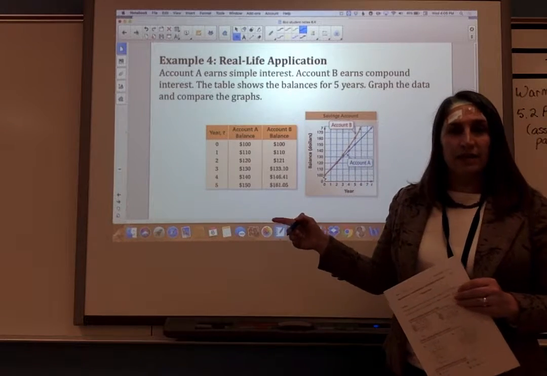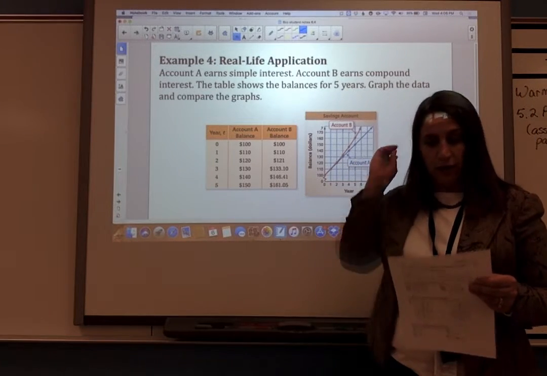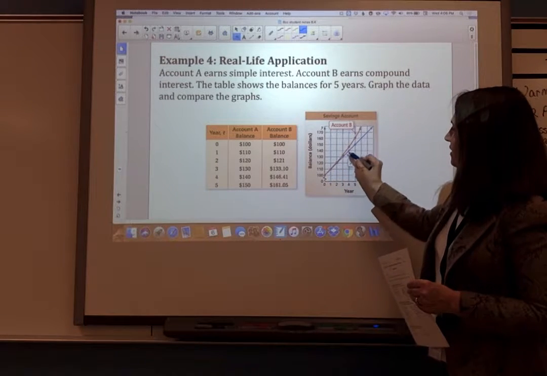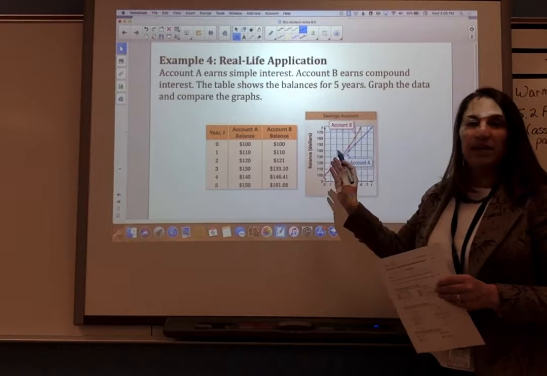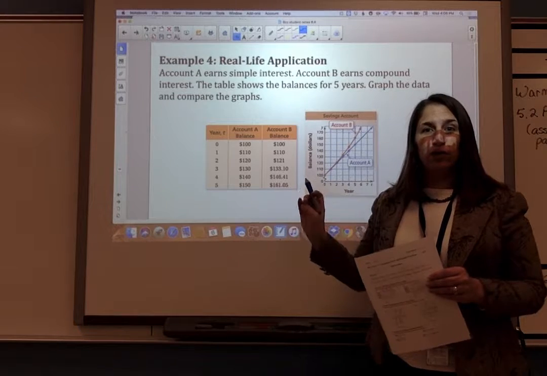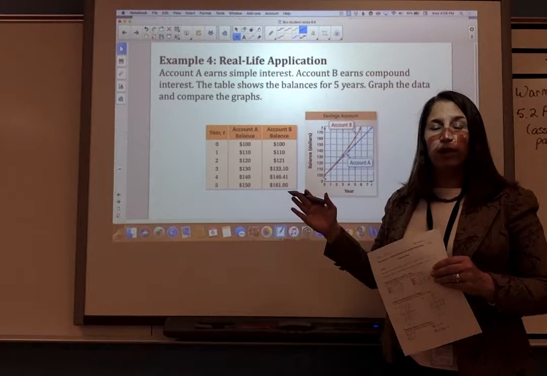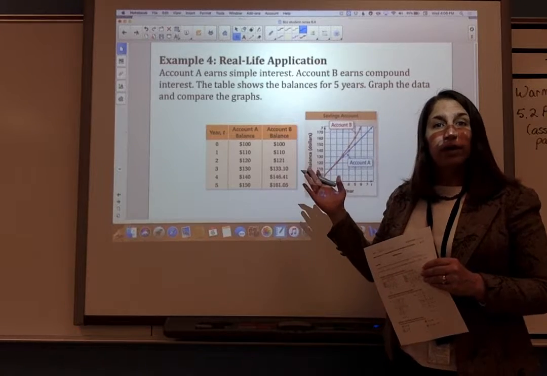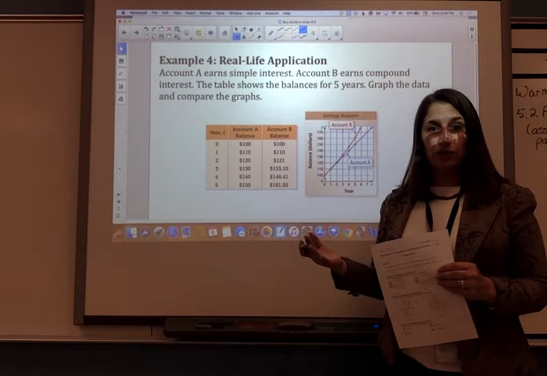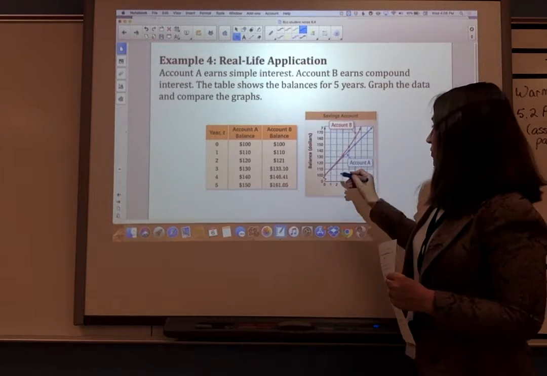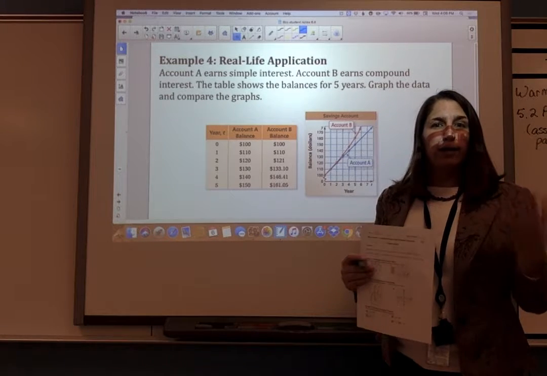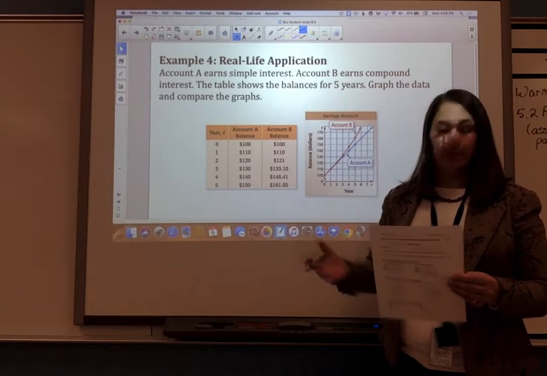I've already graphed the data for you, so you can just look at the graph in your notes and see that account B, you can see this curve to the line because that rate of change is not staying constant over time. It's increasing because you're making more money off of your account because you've already earned some interest on it. So while the interest rate might be the same, the amount that you have in your account is not linear because you're earning interest on money that you've made over time.